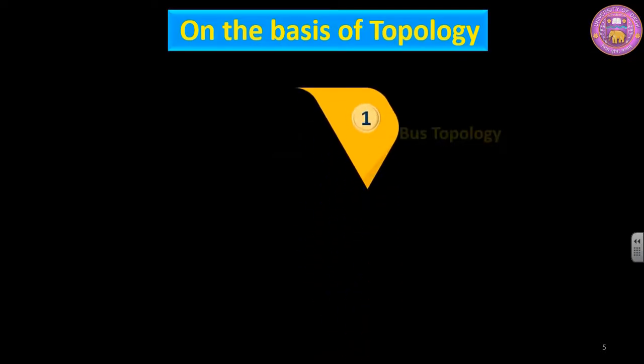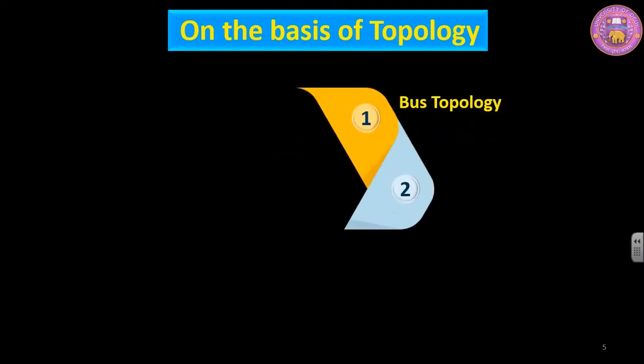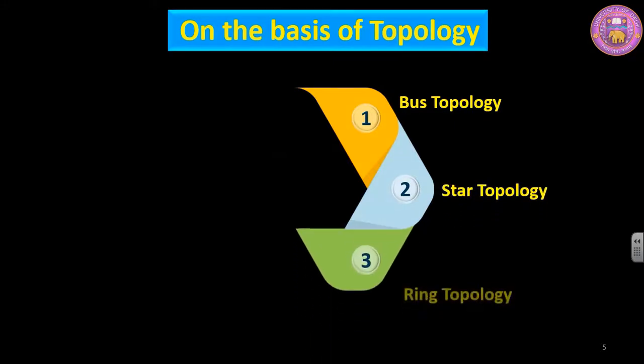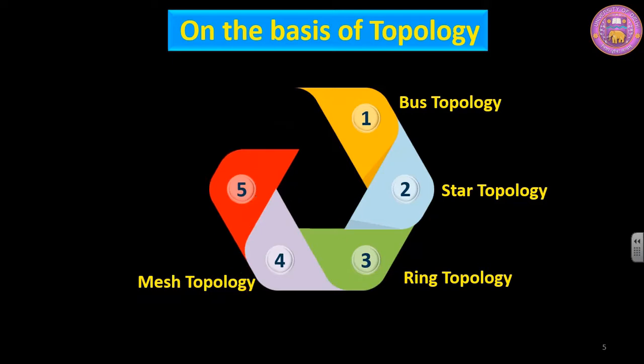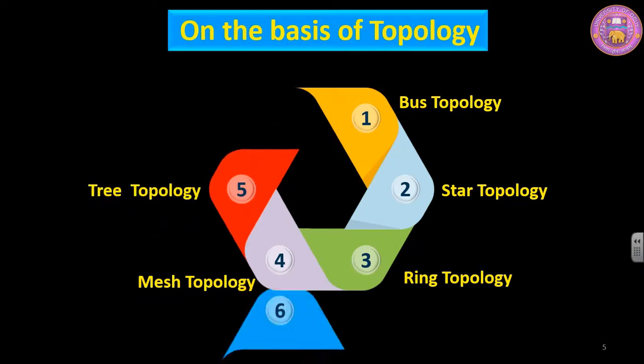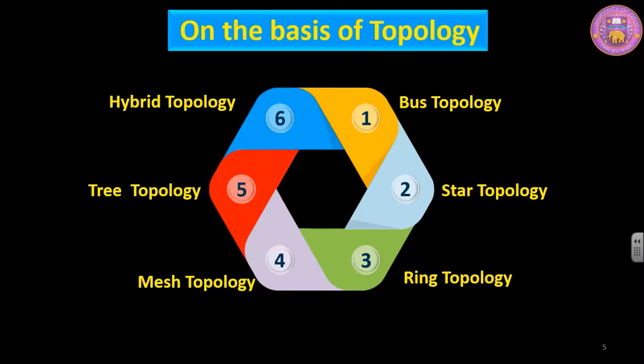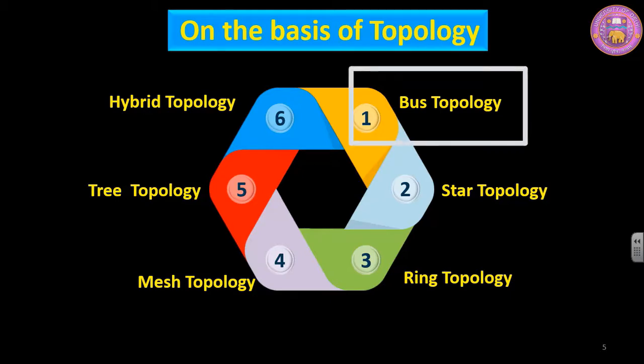On the basis of topology, we can divide networks into 6 parts. The first one is bus topology. Second one, star topology. The third one, ring topology. The fourth one, mesh topology. The fifth one, tree topology. And the last one is hybrid topology. We will talk about all these topologies one by one. Let's start with bus topology.